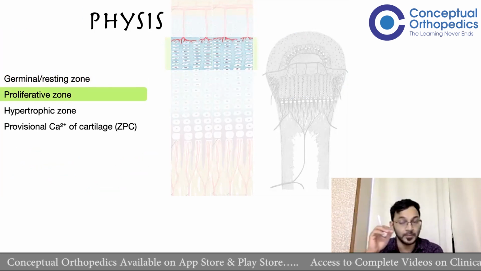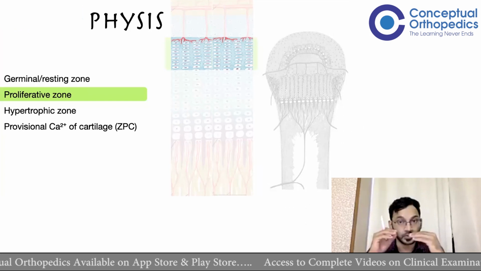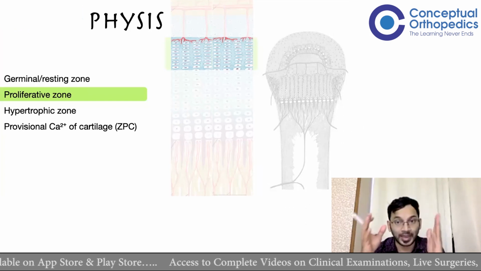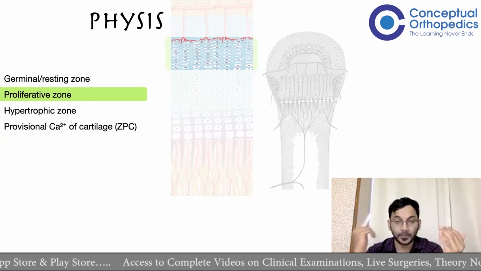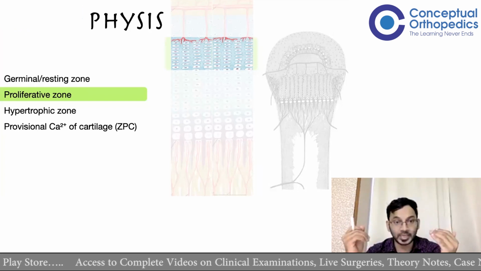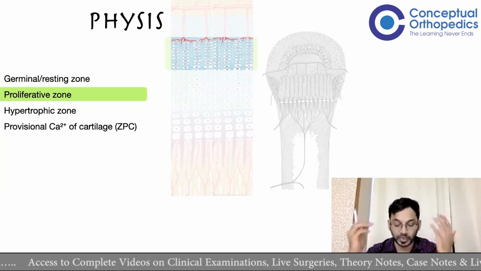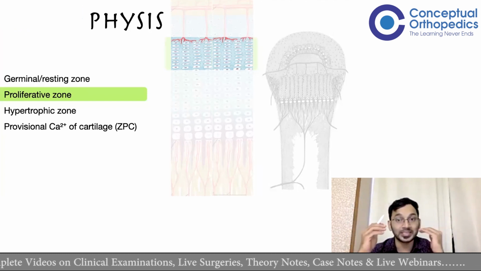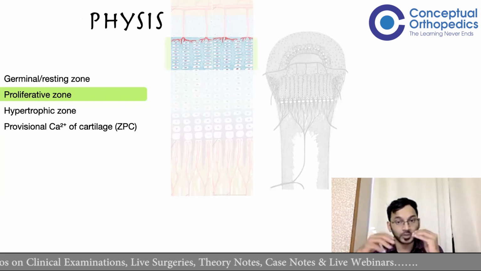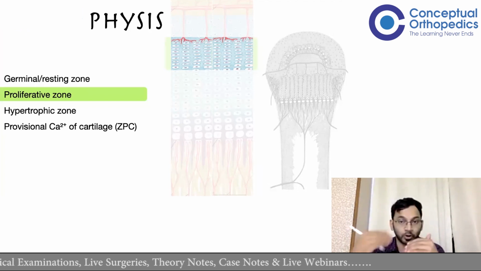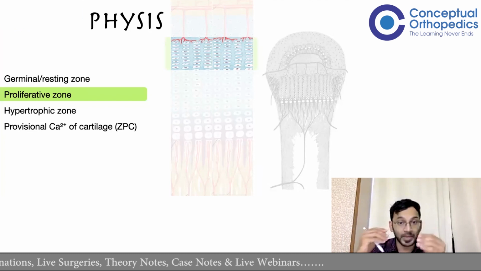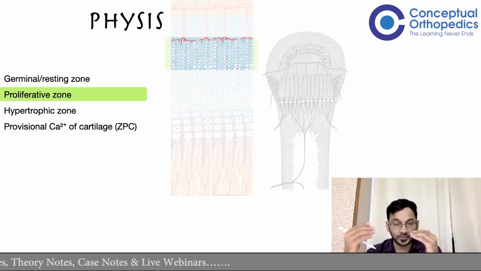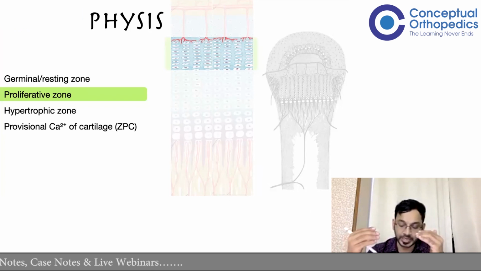Over here, if you see, the chondrocytes start to align themselves and start to replicate. So this is the zone of replication or the zone of proliferation. They increase in number, and this process is known as stacking of chondrocytes. They stack one on top of the other, but they remain the same in size. So cell proliferation takes place, and matrix production takes place here.